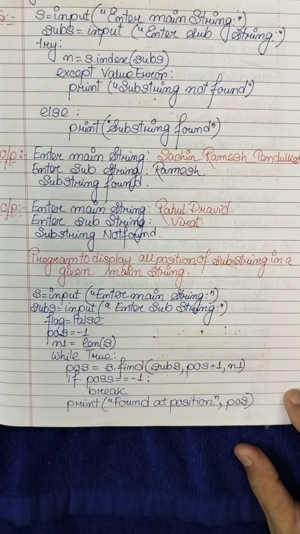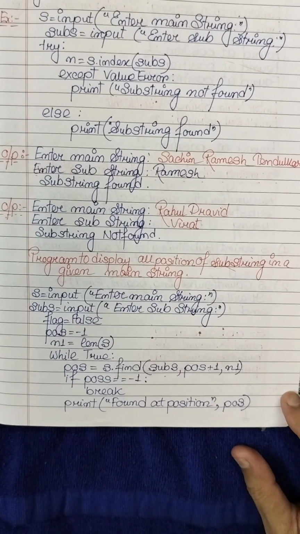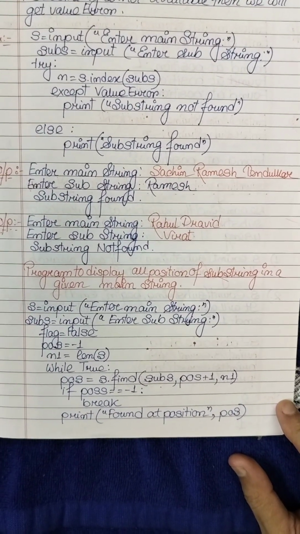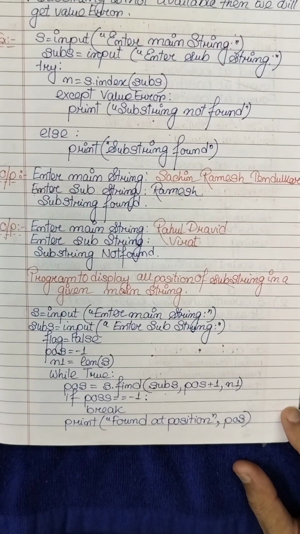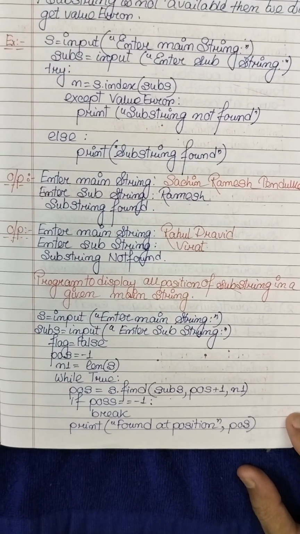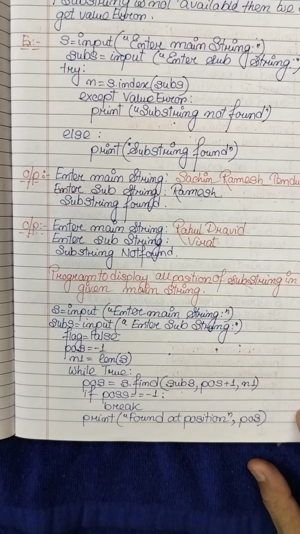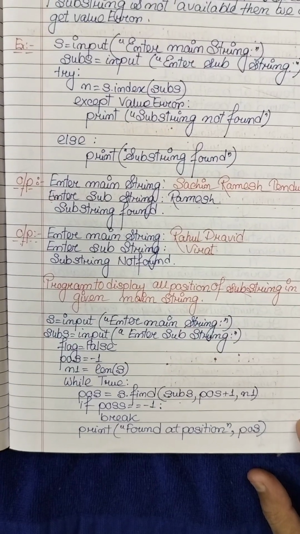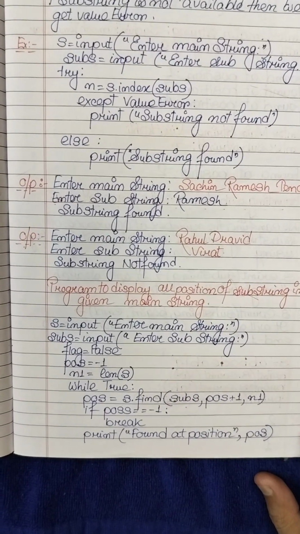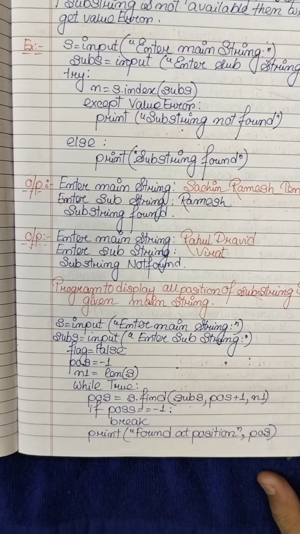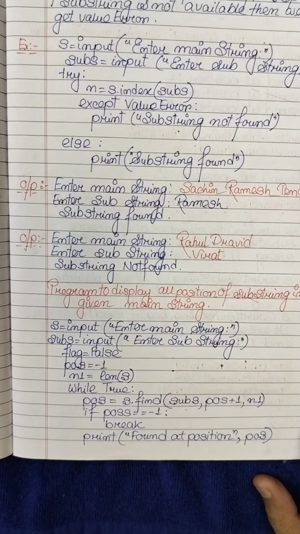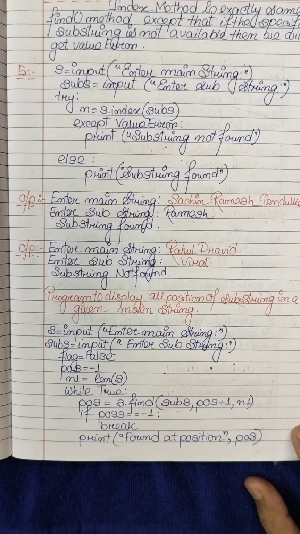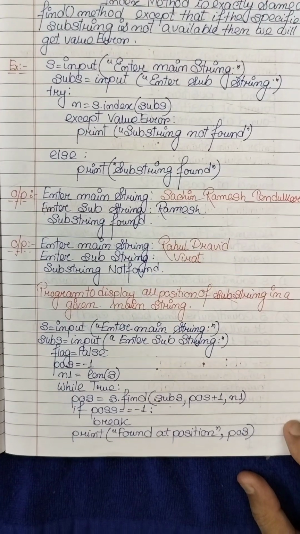Suppose we enter the main string Sachin Ramesh Tendulkar and the substring Ramesh. Then the substring is found. Enter main string Rahul Dravid, and in the substring we enter Virat. Then the error message, substring not found, will be printed. So this is the difference between the find and index methods.